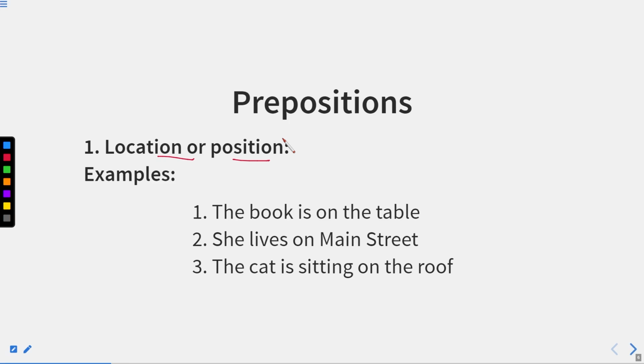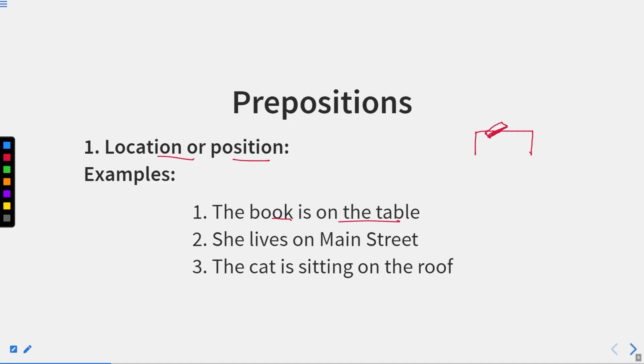Now, here we are going to discuss the preposition on to show the location and position. So, if I say the book is on the table, I can say that the location of this book is on the table. And of course, if the book is on the table, you must imagine that this book is on this.